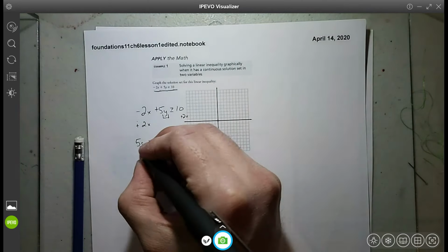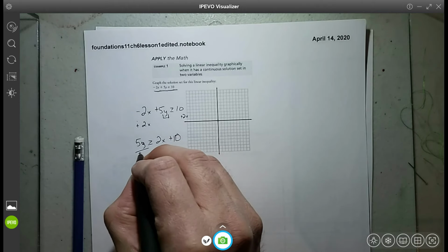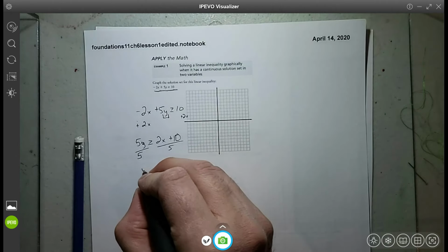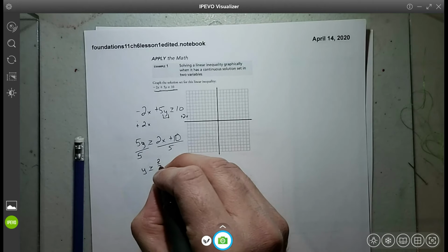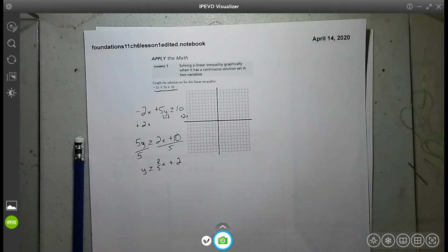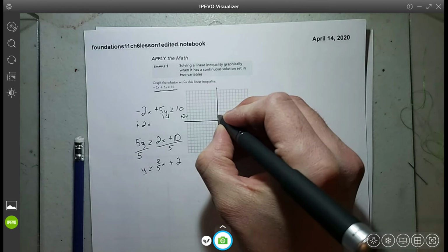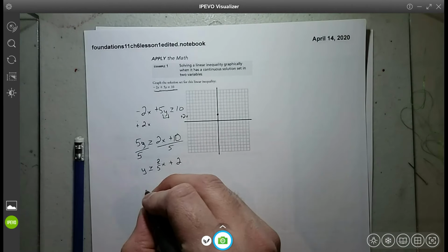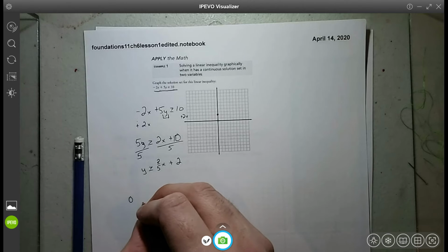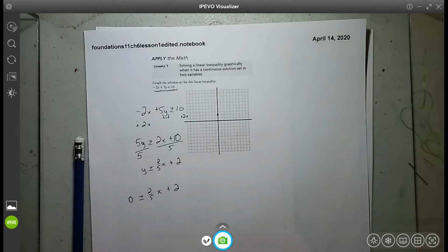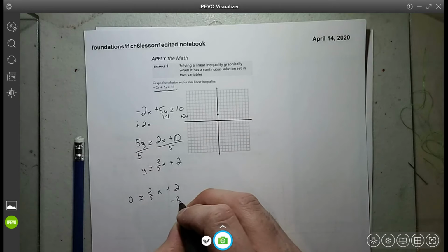We want y all by itself, so we're going to divide both sides by 5. So we're going to be left with y is greater than or equal to 2/5 x plus 2. So if we were just graphing the linear equation, we would know that our y-intercept is at (0, 2), and our x-intercept we can find by figuring out what x is when y is 0. So we're going to subtract 2 from both sides.